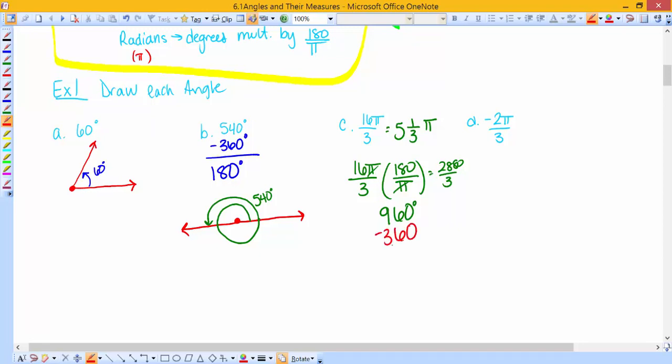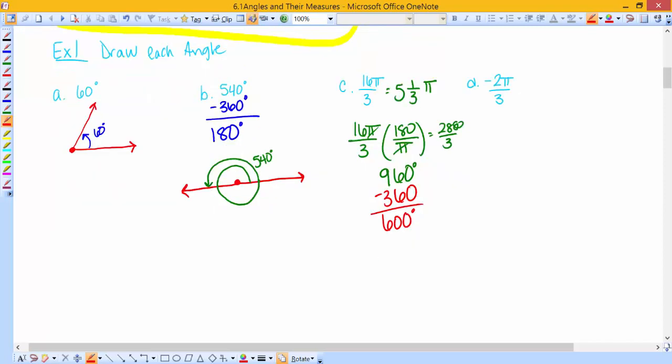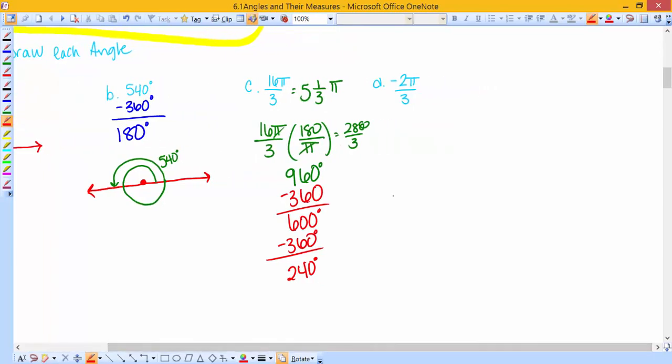So I'm going to subtract 360. Well, that gives me 600 degrees. That still is not inside my 360 degrees of revolution. So I'm going to subtract 360 again. And when I do that, I end with 240 degrees. That does fall within my 360 degrees.